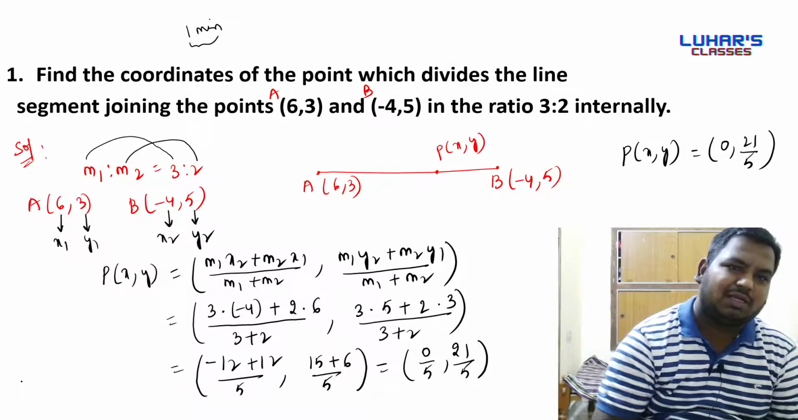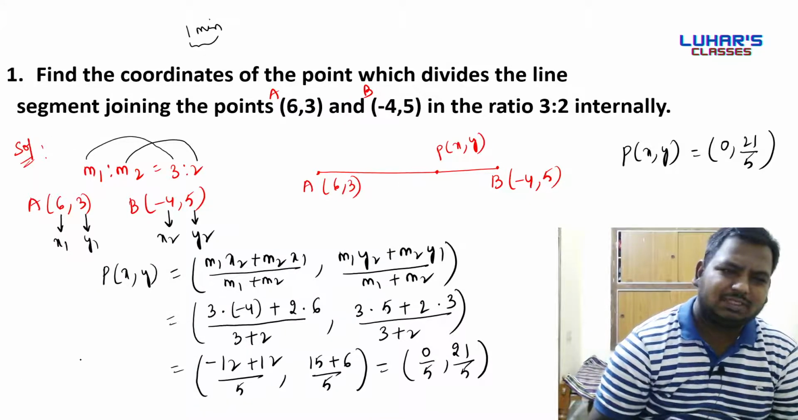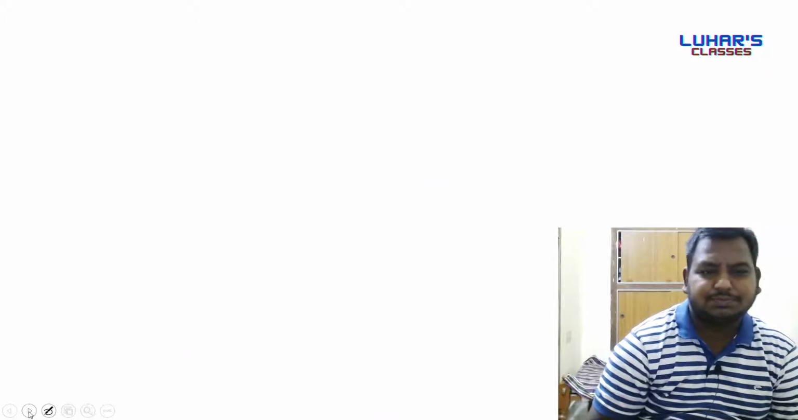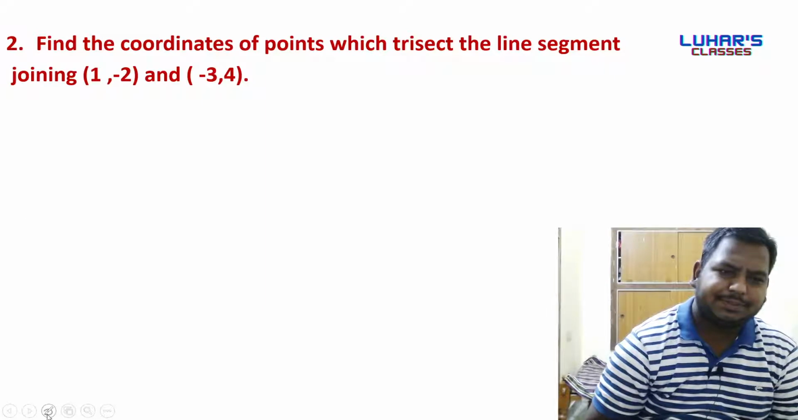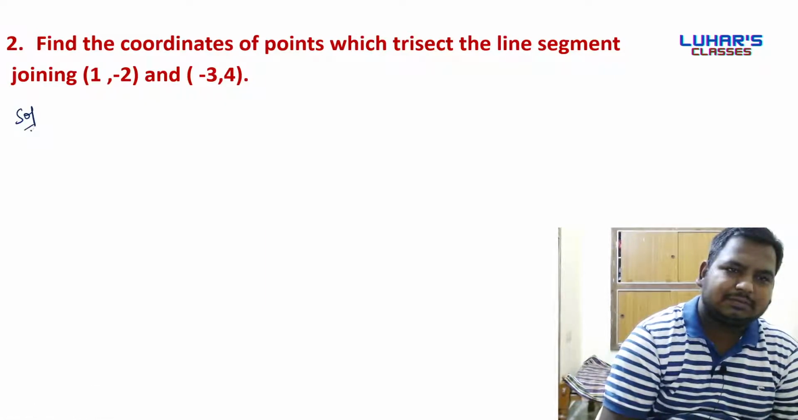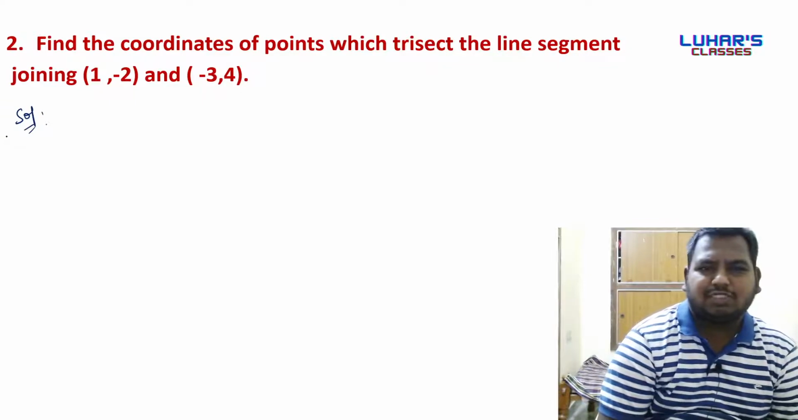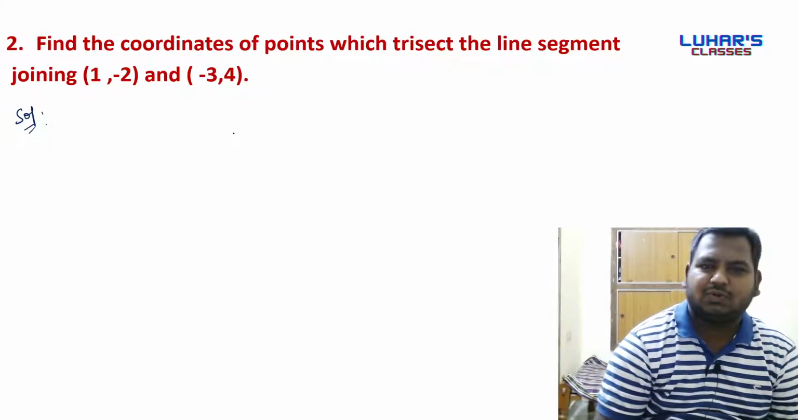So this is the first model, a very basic model. Now we look at the next model. What is the next model here? Next model is: find the coordinates of points which trisect the line segment joining 1 comma minus 2 and minus 3 comma 4.